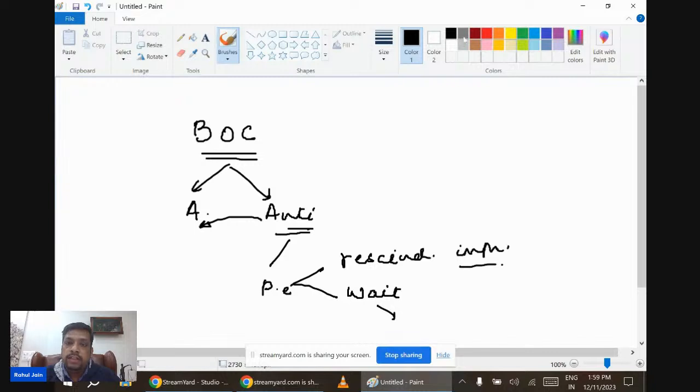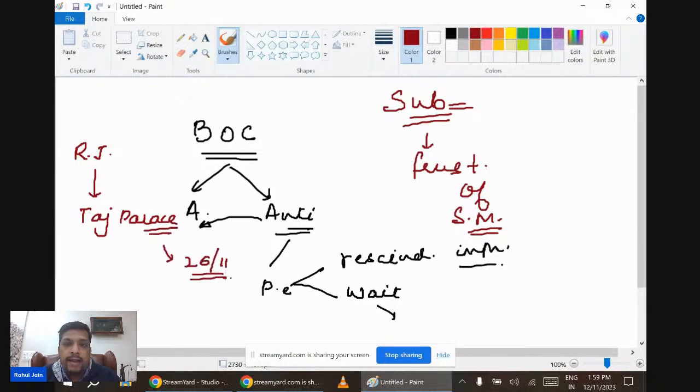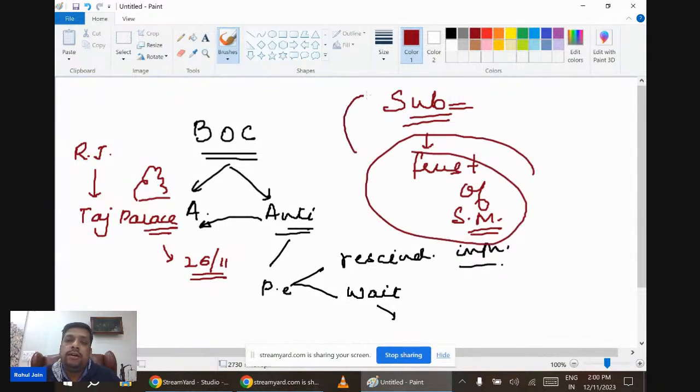Okay. With this, we are doing this important topic, subsequent impossibility. Sometimes at the time of making the contract, there was no such condition, but after some period of time, the contract becomes impossible to perform due to frustration of subject matter. That means subsequent impossibility. Rahul Jain sir booked the Taj Palace for his party to be held on 26th of November. Now, as ill luck would have it, on 26/11 there was a terror attack at Taj Palace, and the banquet hall and the entire hotel got destroyed. This is known as frustration of subject matter, and the contract has become subsequently impossible to perform. Therefore, the contract becomes void.